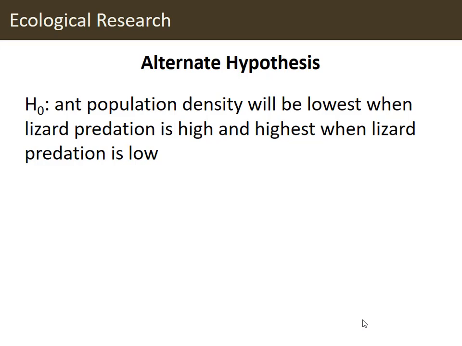So once we've determined our research question, we would write out the null hypothesis. What does it mean if there's no effect, right? And then we would write out all of our multiple working hypotheses. For this particular random example about ant population density, we've just come up with two alternative hypotheses. Either ant population density is lowest when there is a high number of predators, or it's highest when there's a high number of predators, right?